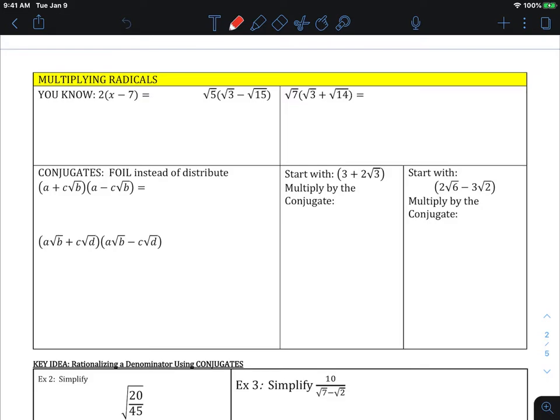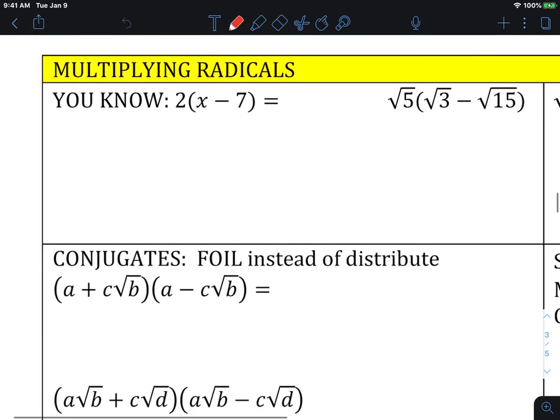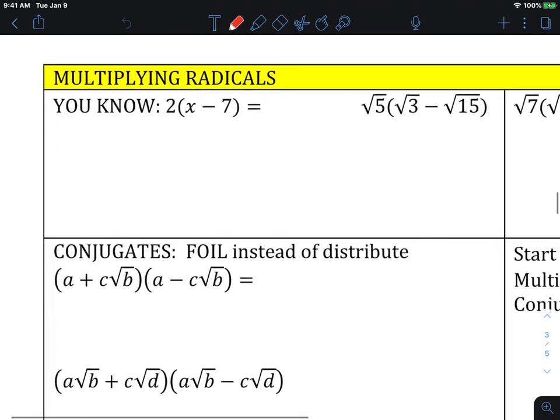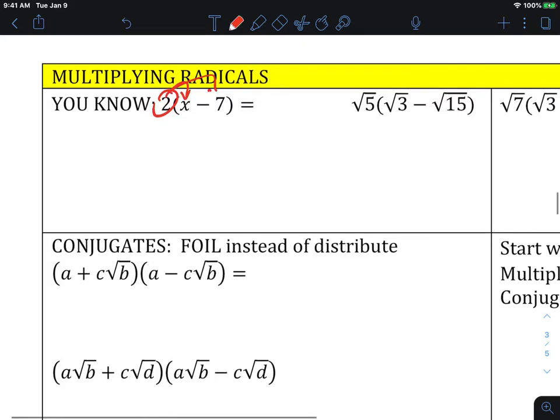All right. I wanted to give you guys a little bit of clarification on some of these topics we've been going over. Our radicals. First off, I know you know how to distribute, right? So I said you got a 2 times x minus 7. You would know to multiply that 2 times the x and 2 times the negative 7 and tell me that that was 2x minus 14, right?